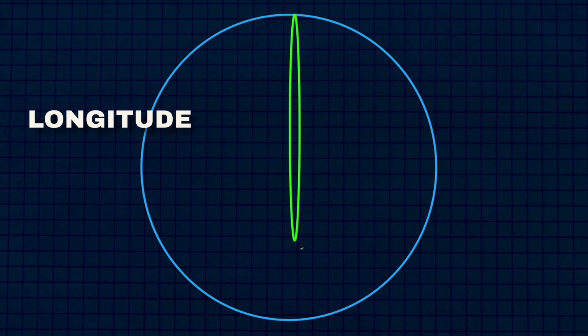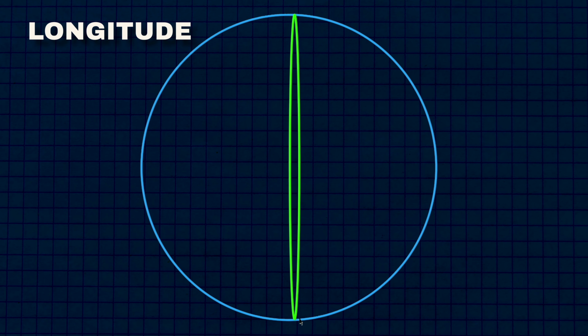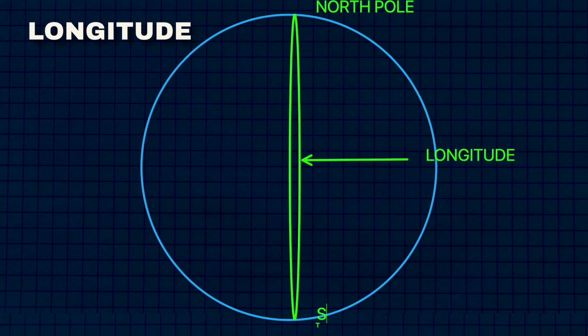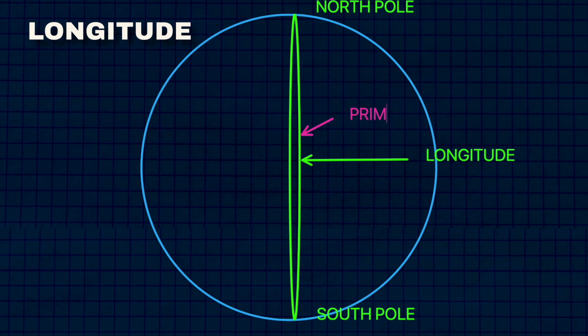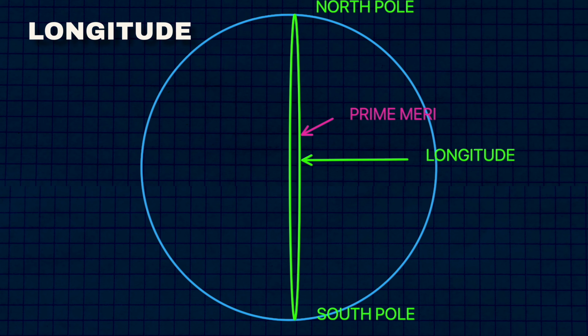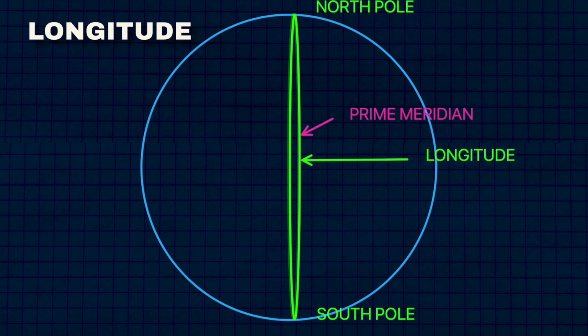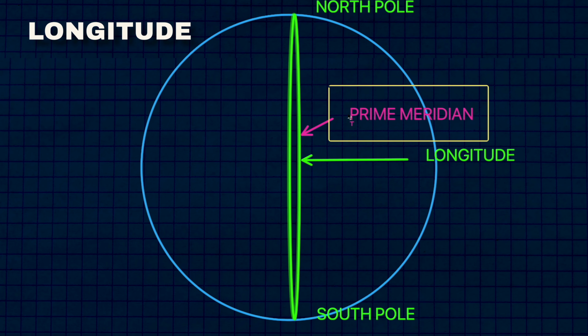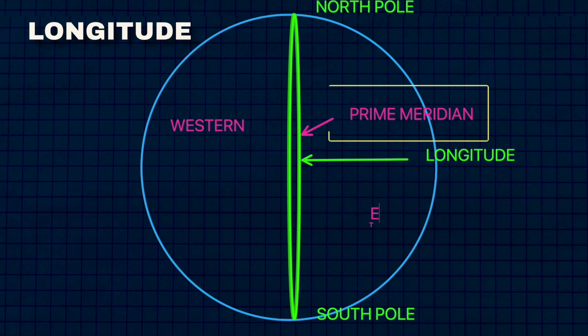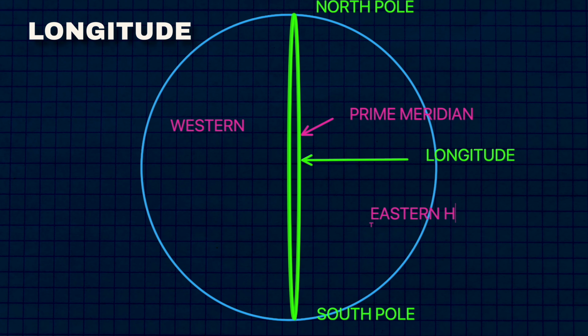Now let's look into the other imaginary lines we call longitude, that start from the North Pole and move apart at the equator just to meet again at the South Pole. The line passing at the center is called the prime meridian, which divides the Earth into western and eastern hemispheres.